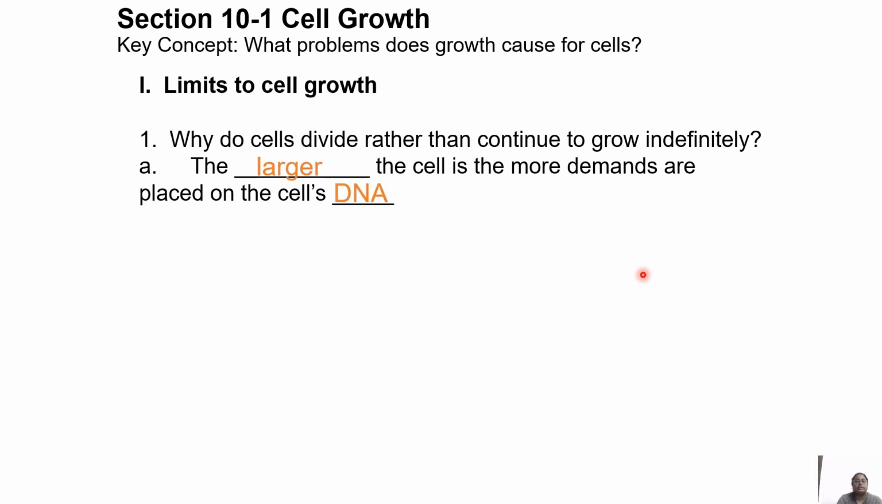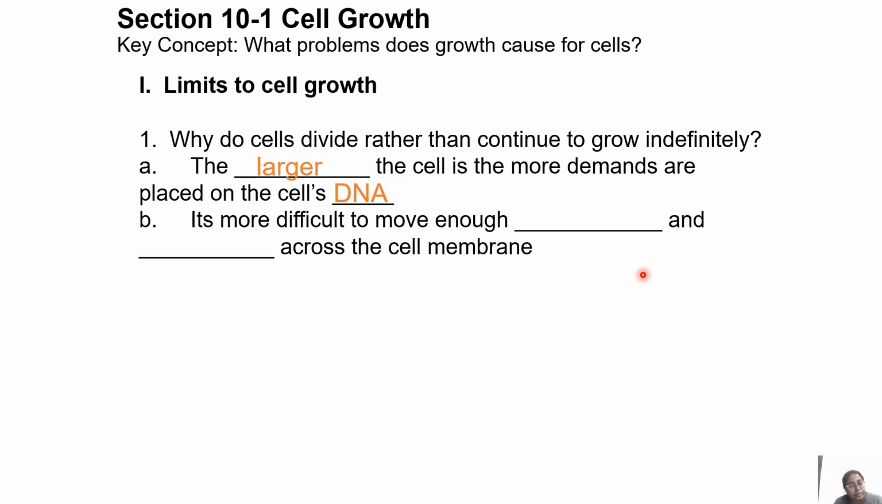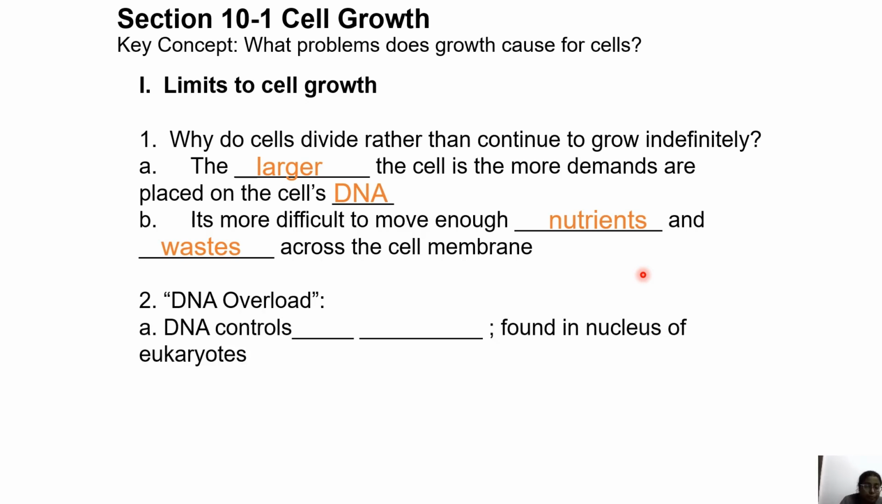The larger the cell is, the more demands are placed on the cell's DNA as well. It's also more difficult to move enough nutrients and waste across the cell membrane. The surface area to volume ratio is what exactly you were saying, so that ratio needs to be maintained. When your cell gets larger, your surface area will increase definitely, but your volume will also increase. With such a big volume, the increase in surface area might not be enough to support that huge volume.